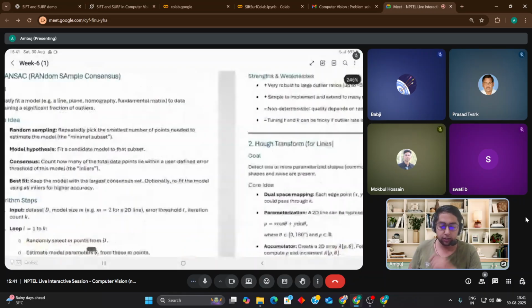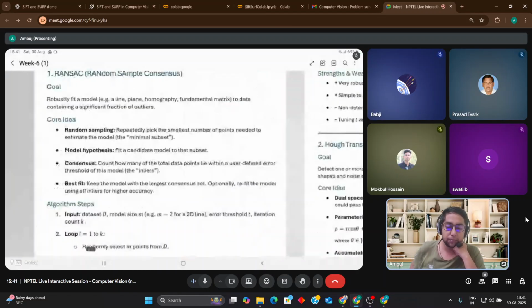In great detail, RANSAC is random sample consensus. It tries to fit a model, such as a line, plane, homography, or fundamental matrix, to data containing a significant fraction of outliers. The core idea is random sampling, then you model the hypothesis, build the consensus, and try to give the best fit model.